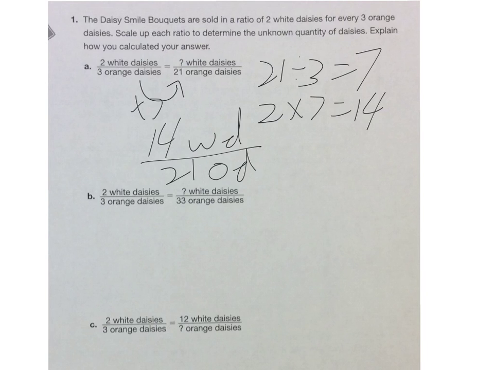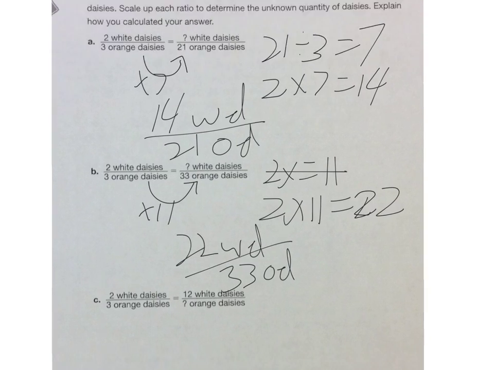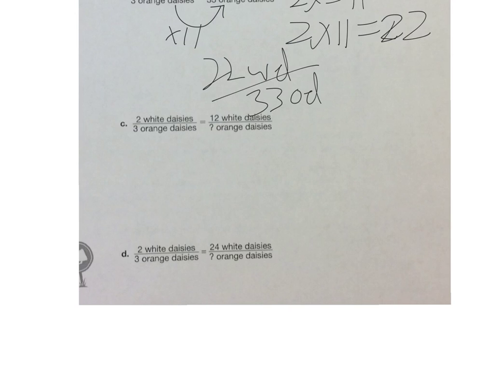Okay, next one. You have 2 white daisies to 3 orange daisies, so it's the exact same ratio. In this case it says 33 orange daisies, so I do 33 divided by 3, that's 11, so it's times 11. Then you do 2 times 11, and that equals, oops, that was not correct. 2 times 11 equals 22. Sometimes slowing down to write it when you already know the answer in your head can be a little tricky. So we end up with 22 white daisies to 33 orange daisies. Pretty straightforward so far. A couple more examples here.